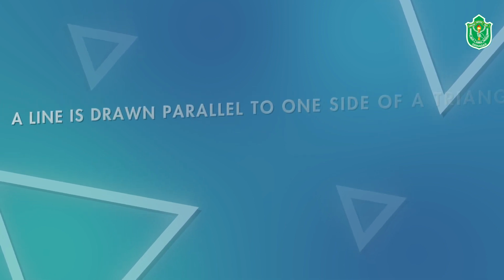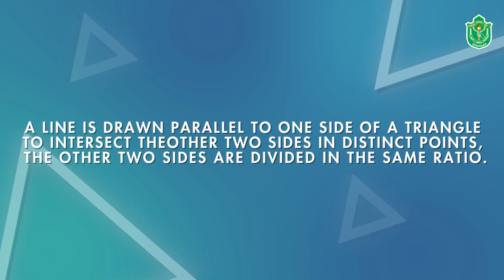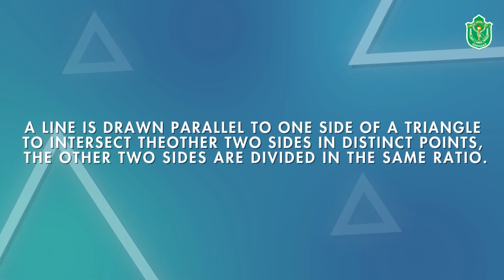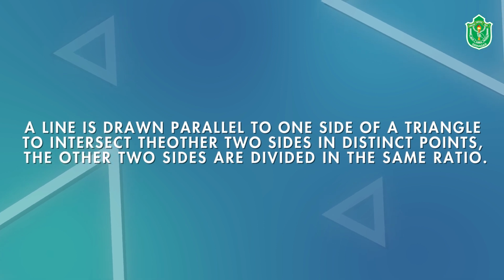A line drawn parallel to one side of a triangle, intersecting the other two sides of the triangle at two distinct points, divides the two sides in the same ratio. This theorem is very important from the examination point of view. So let us prove this result, known as the basic proportionality theorem, or also known as Thales theorem.